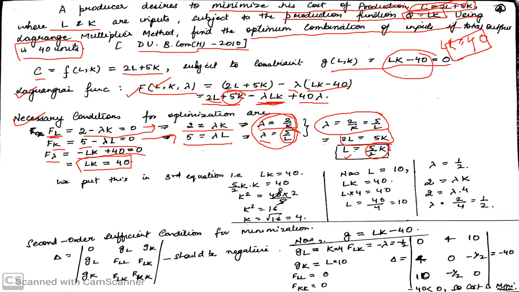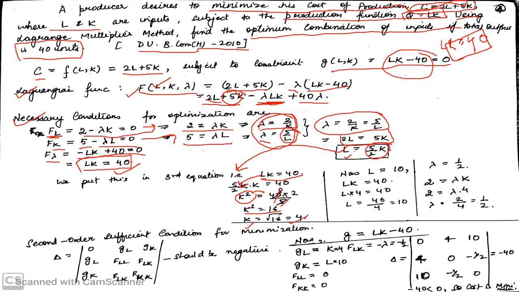What we need to do? We got this. We need to put this in the third equation in order to derive the value of K. Similarly, we'll find L and lambda. The third equation is LK is equal to 40. We know L is equal to 5 by 2 K. So 5 by 2 K into K. We get this as K square is equal to 40 into 2 by 5. We cancel this. We get K square is equal to 16 and what is the value of K? Square root of 16, that is 4.